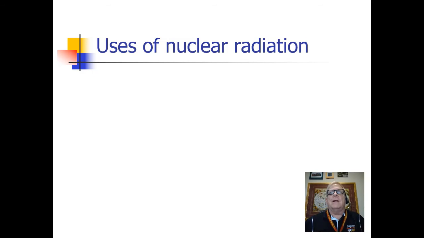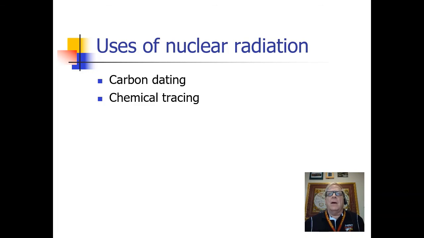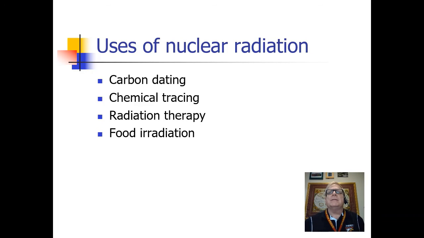Here are some uses that we have for nuclear radiation. We can date samples of things that were once living by determining how much of certain carbon isotopes they contain. We'll talk more about that in the next section. We can trace the pathways of chemical reactions by putting particular isotopes of certain atoms in our chemical reactions and following those isotopes through. We can use it for radiation therapy, such as using gamma rays to kill cancers, and we can stop food spoilage without having to heat the food up.